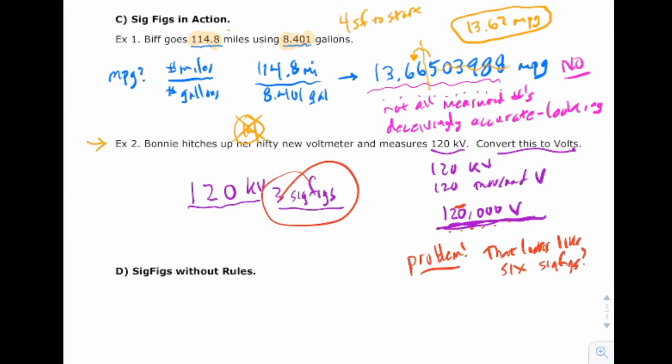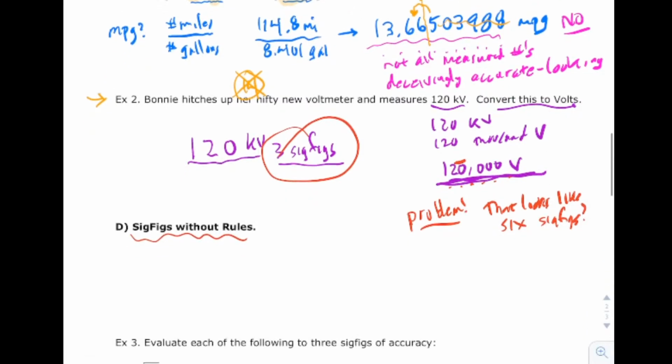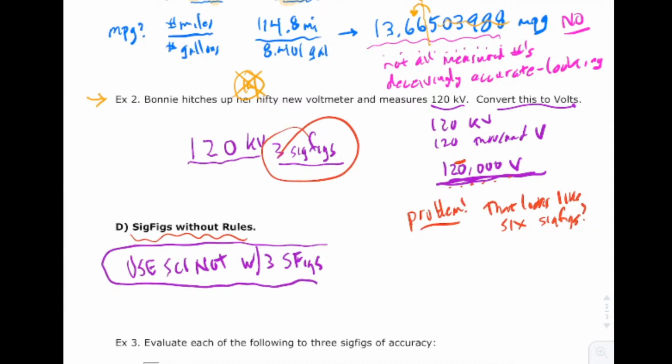So what we're going to do is sig figs without rules. Sounds good, doesn't it? Sig figs without rules. And, well, there is a rule, of course. The rule is to use scientific notation with 3 sig figs. If you always use scientific notation with 3 sig figs, then the sig figs will take care of themselves.